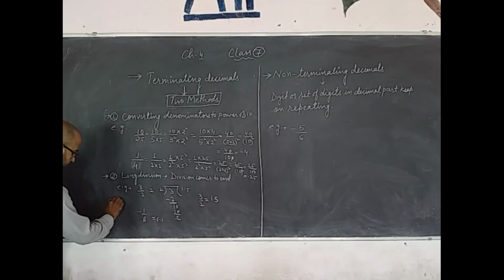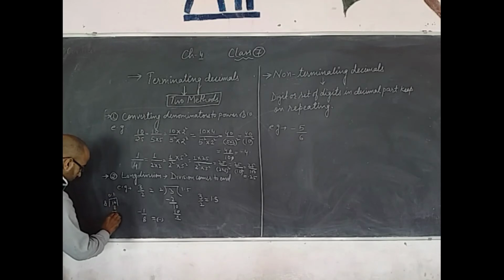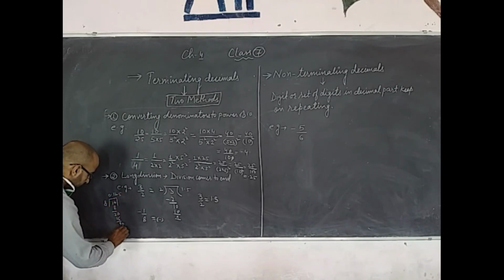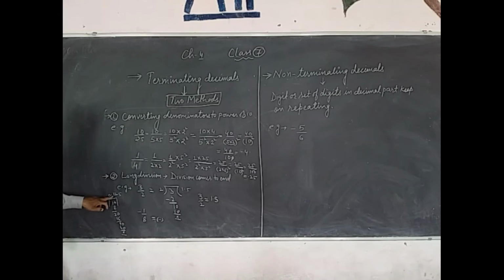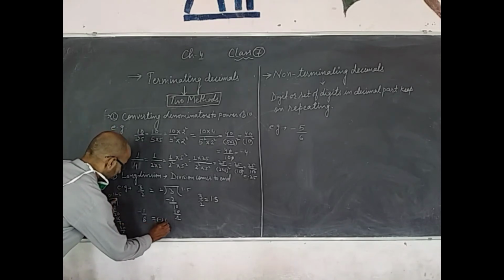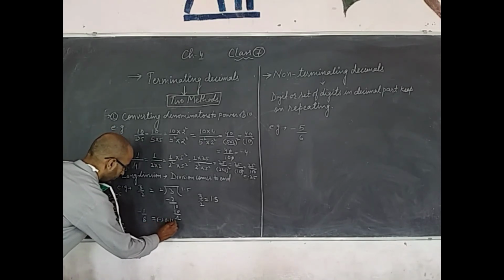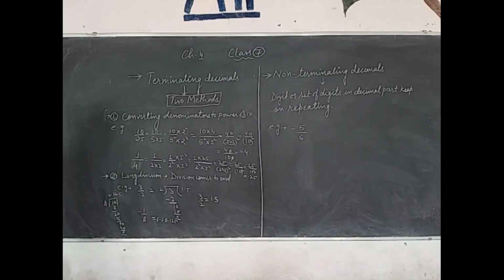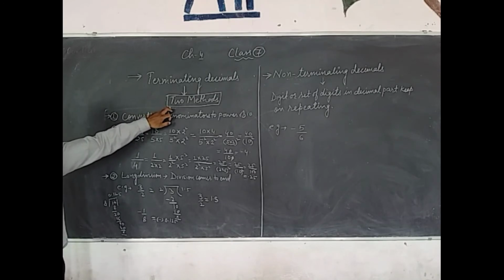I am doing here 1. You have to divide by 8. Divide not possible, 0, then put decimal, 0 will come here. 8 2s are 16, 8 1s are 8, 2 0, 8 2s are 16, 4 0, 8 5s are 40. So you can see you get minus 0.125. Clear?